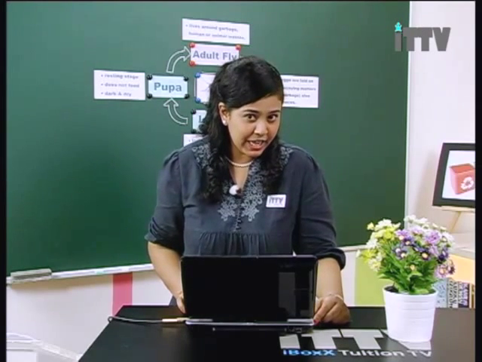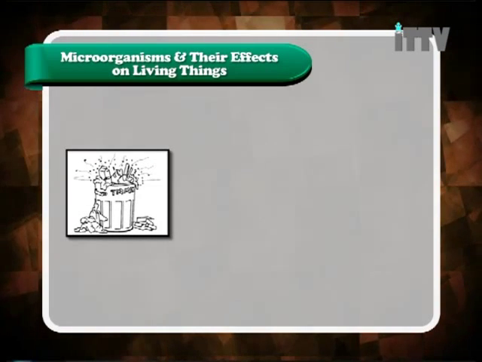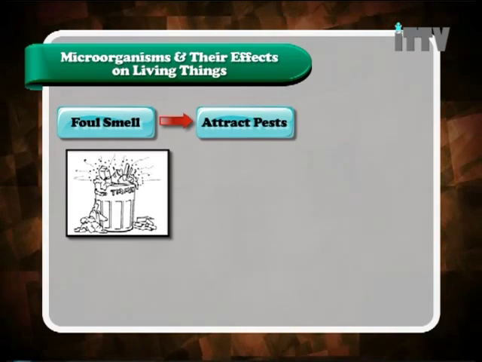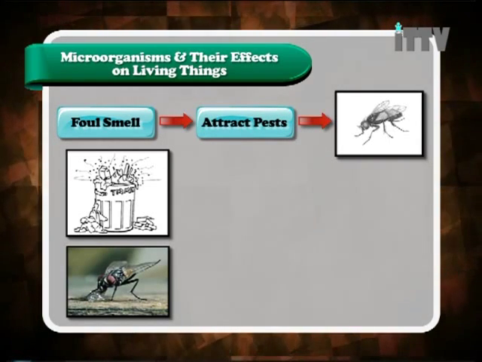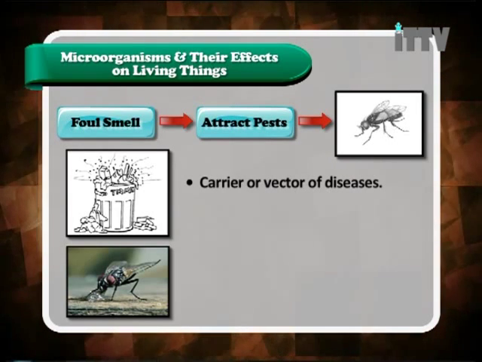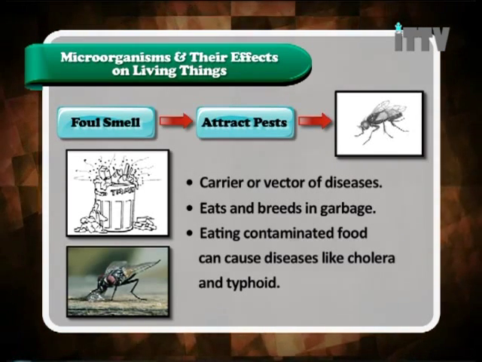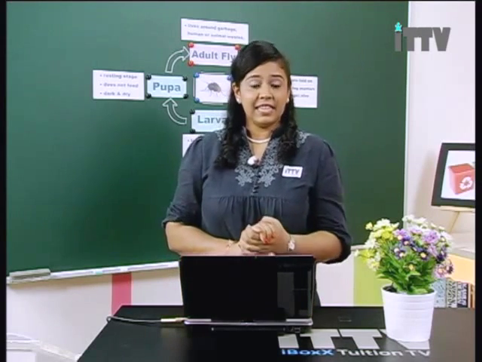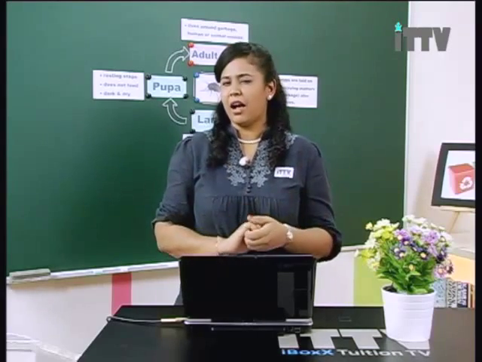One example here is the fly. Garbage emits a foul smell. The foul smell will attract pests like the housefly. The housefly is a carrier or vector of diseases. The housefly eats and breeds in garbage. So we understand that flies exist in garbage. But we move on and learn about them in detail by studying them.